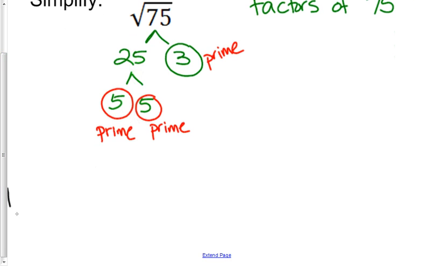So we can rewrite the square root of 75 as the square root of 5 times 5 times 3. Good habit to get into, to go ahead and check your work, multiply those numbers back together, and make sure you get back to the number you started with. So you can use a calculator. 5 times 5 times 3 would give you 75.